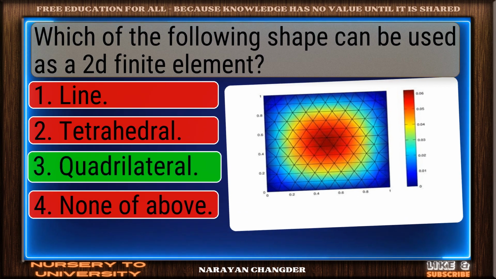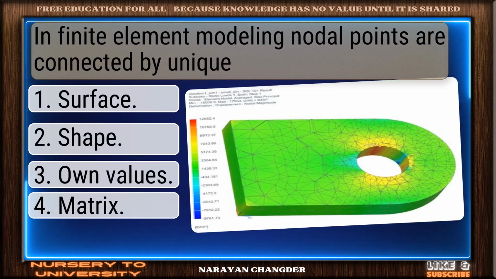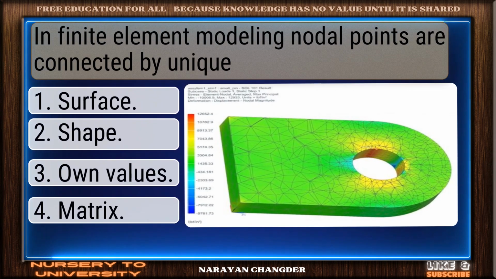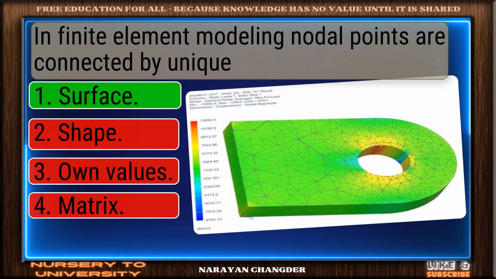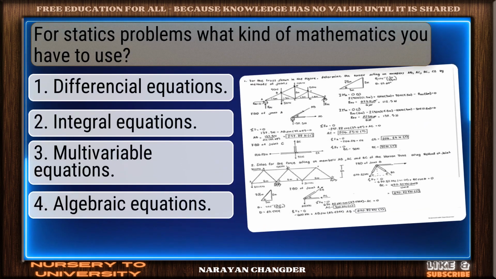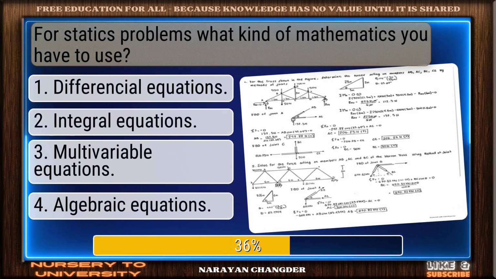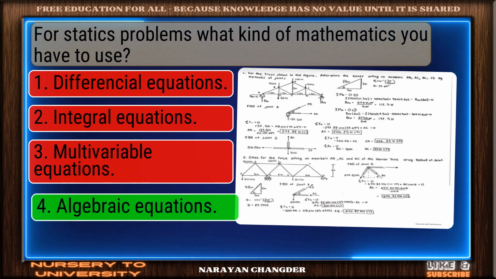You got it. Your choice quadrilateral is right. In finite element modeling, nodal points are connected by unique. Smart pick. Surface is the correct choice. For statics problems, what kind of mathematics do you have to use? Nice work. You chose algebraic equations and it is correct.